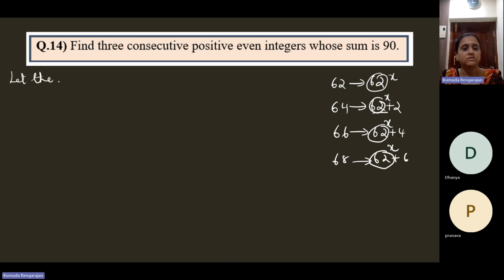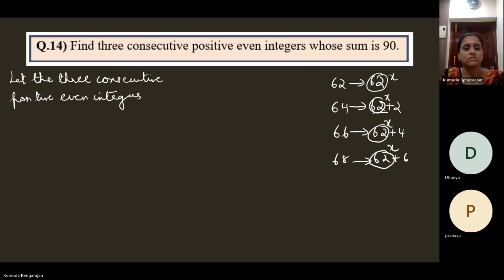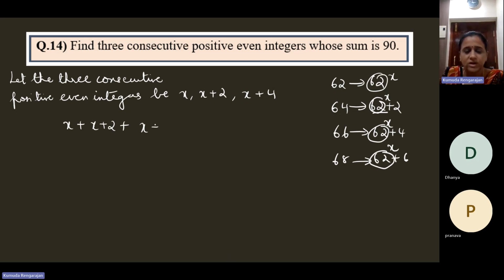Let the three consecutive positive even integers be x, x plus 2, and x plus 4. Their sum is 90. So x plus x plus 2 plus x plus 4 is equal to 90. Solve this and find the numbers. I'll come back.